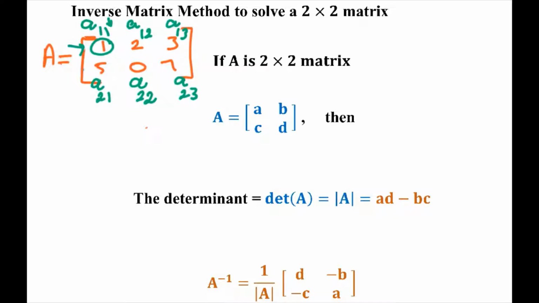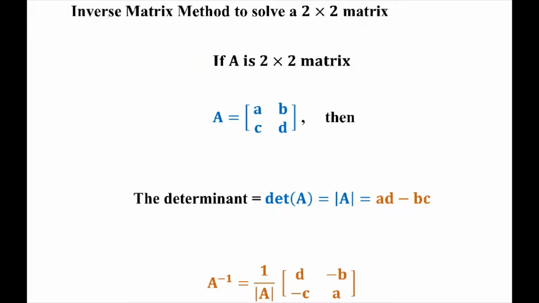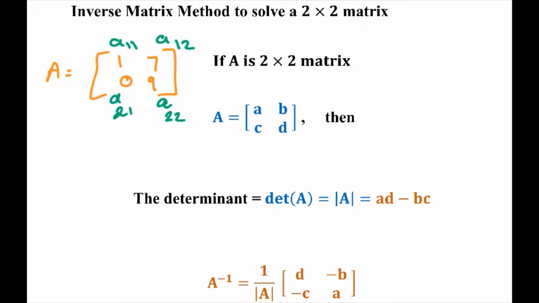Now what about if I have a 2 by 2 matrix? Well, if I have a 2 by 2 matrix like, let's say, 1, 7, 0, 9, this is going to be A11, A12, first row, second column, A21, second row, first column, A22, second row, second column.